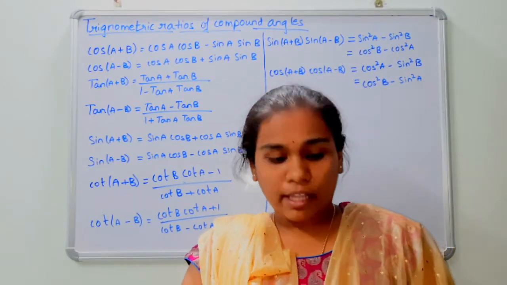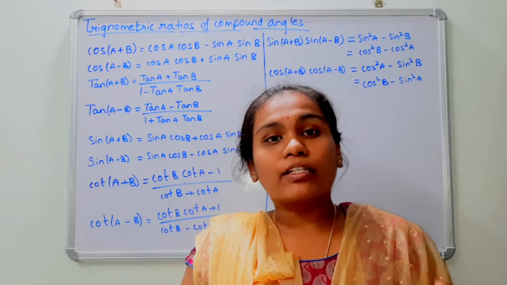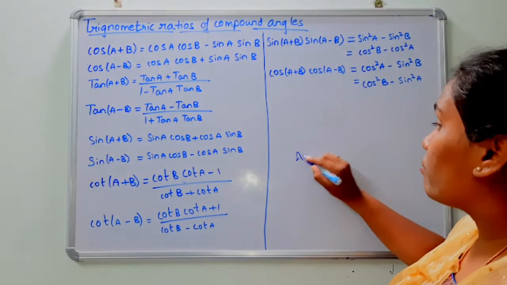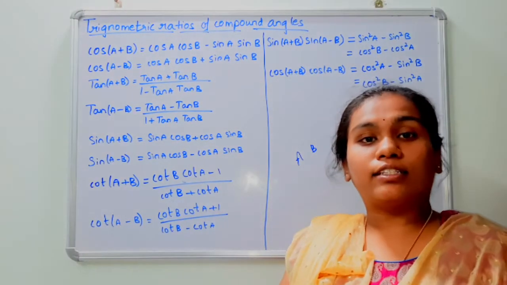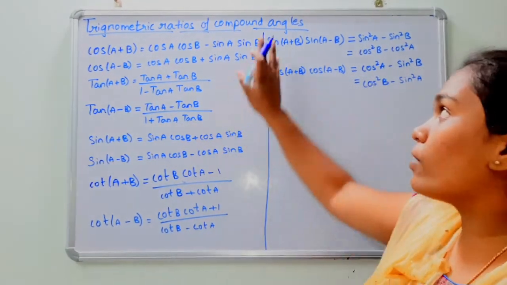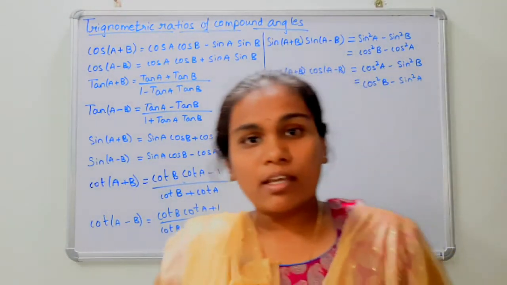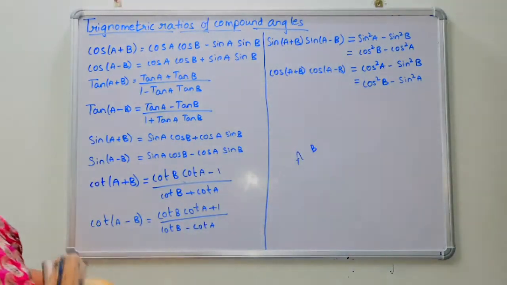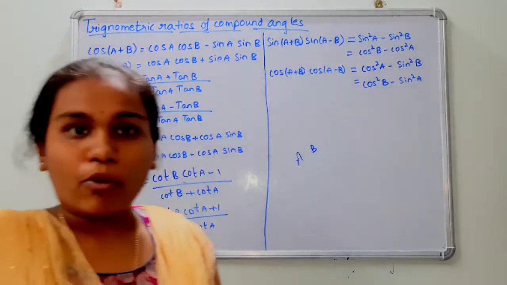Actually, what is meant by a compound angle? A compound angle is the algebraic sum of two or more angles. Like A is one angle and B is another angle; the sum of these two or more angles is known as a compound angle. Either it may be A plus B plus C also. So these are the formulas related to the compound angles.